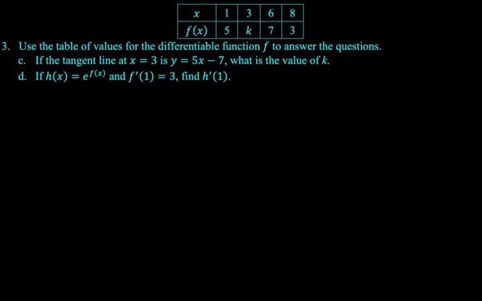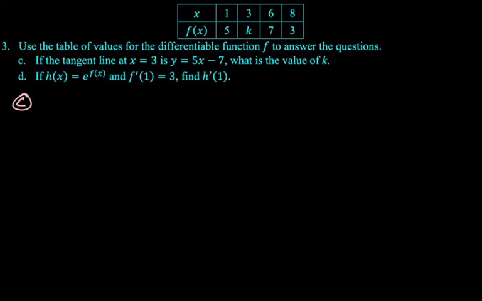Let's take a look at the next thing. If the tangent line at x equals 3 is y equals 5x minus 7, what is the value of k? I don't know. This is kind of a lame question, but we just need to know that the point of tangency is on both the line and on the function.